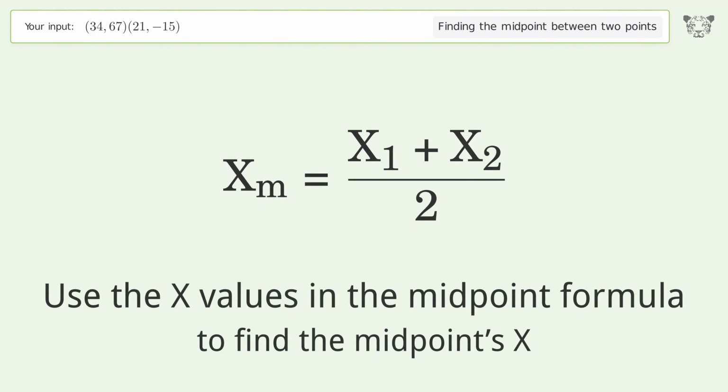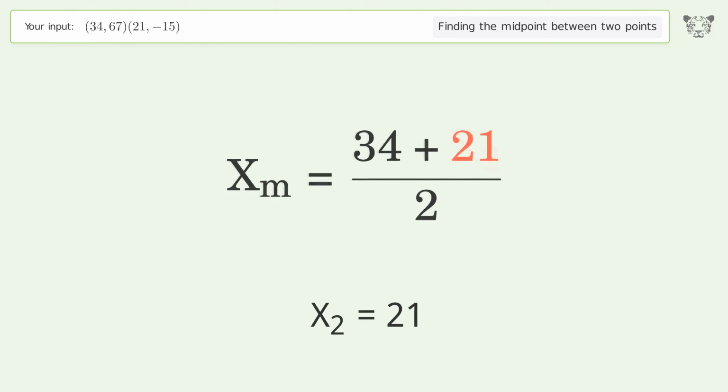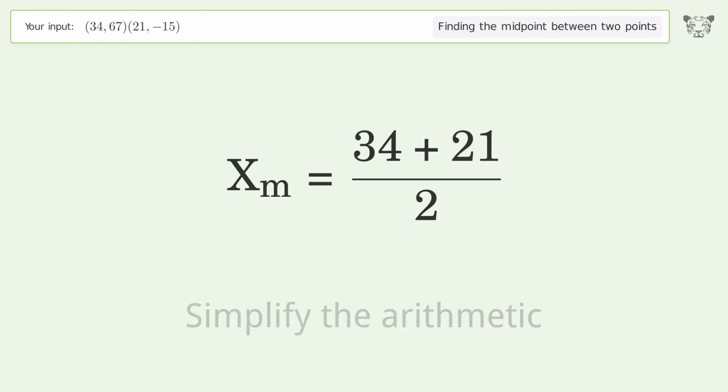Use the x values in the midpoint formula to find the midpoint's x. x1 equals 34. x2 equals 21. Simplify the arithmetic.